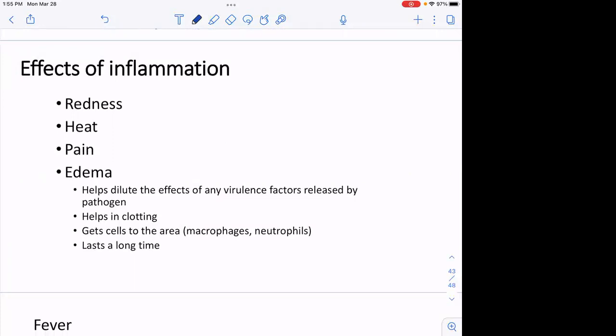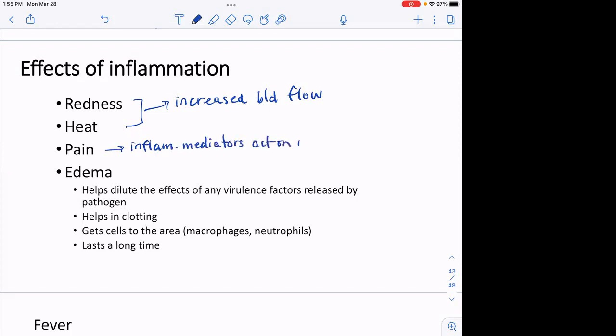All right, so the effects of inflammation: that redness and heat seems like a bad thing, but that's just because of the increased blood flow, so that's a good thing in some ways. Why do we feel pain? Those inflammatory mediators act on the nerve endings, which usually causes some pain, as well as the increased amounts of fluid out in the tissues acting on the nerve endings and causing some pain.